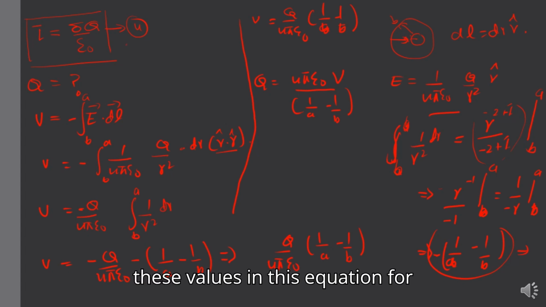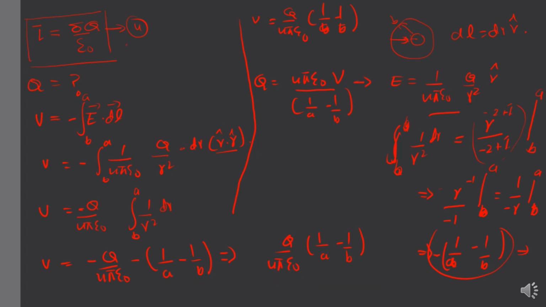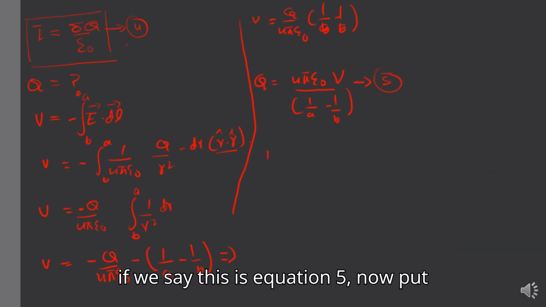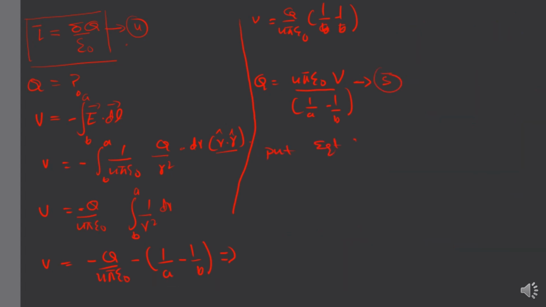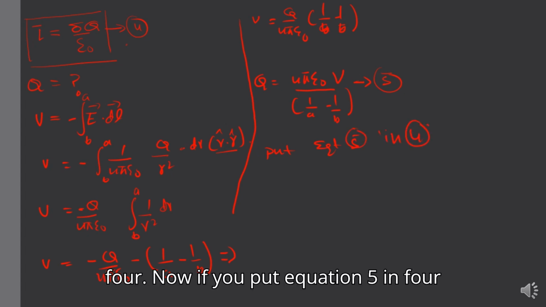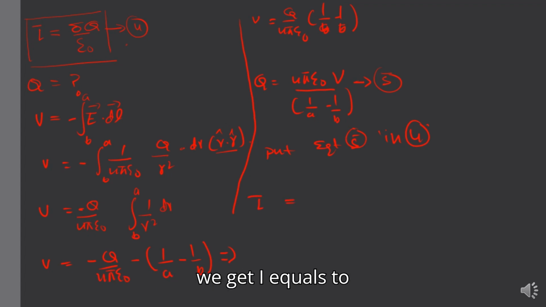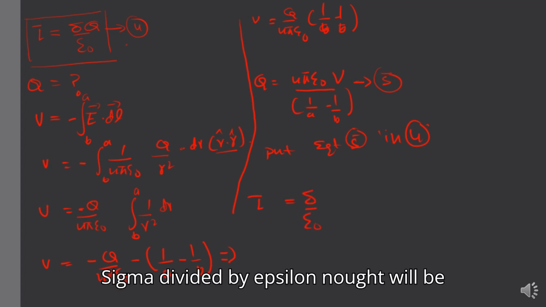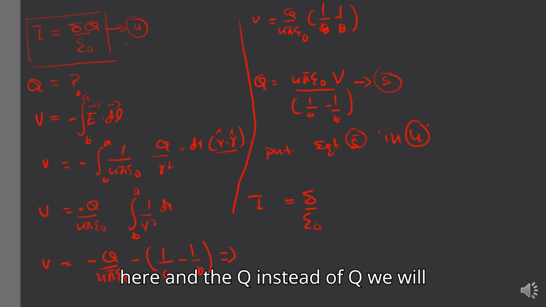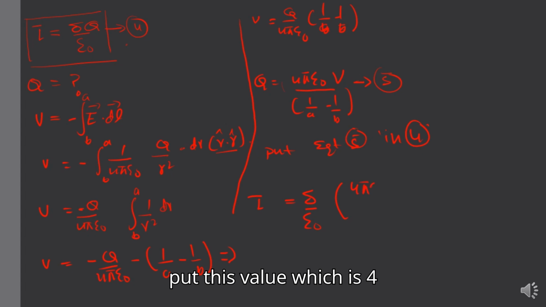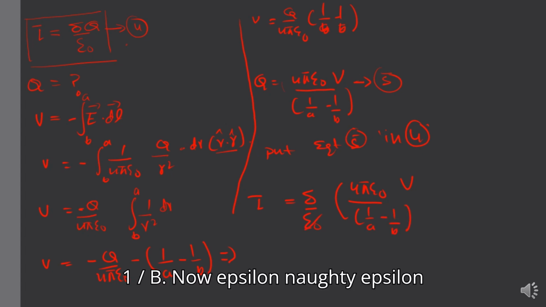Now we put these values in this equation. Let me erase this. If we say this is equation 5, now put equation 5 in 4. If we put equation 5 in 4, we get I equals sigma divided by epsilon naught, and instead of q we will put this value, which is 4 pi epsilon naught, and this is voltage divided by 1 divided by A minus 1 divided by B.